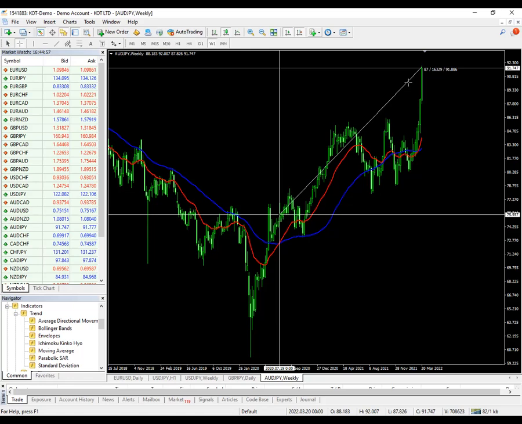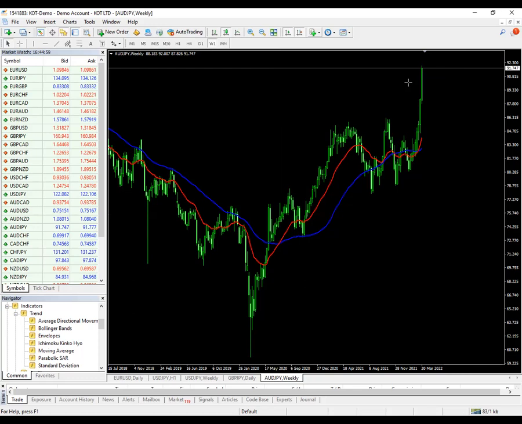1,632 pips. From the crossover here to the top where the price is currently, 1,632 pips. If the person decided to use 0.01 as a lot size, you know what the person would have gotten now?